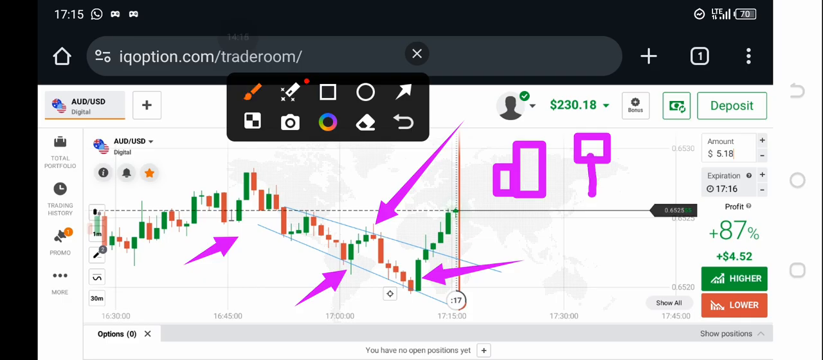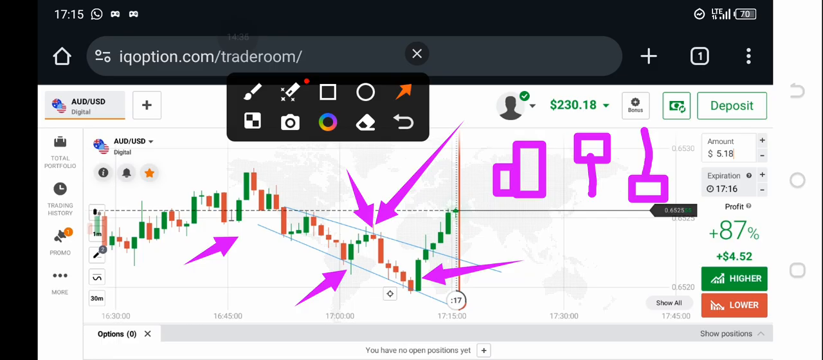This is a hammer candlestick. Then an inverted hammer is the opposite of a hammer. You can see, this is an inverted hammer. Here we are seeing an inverted hammer, a reversal sign.